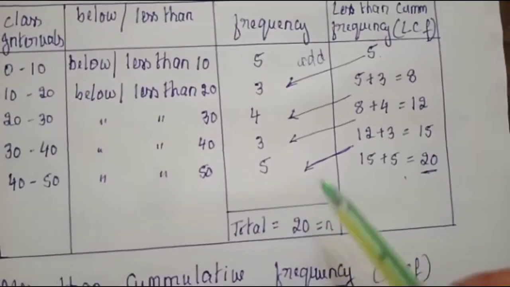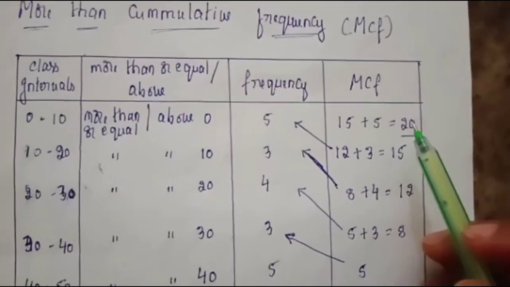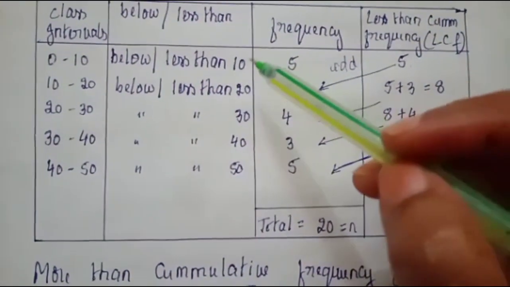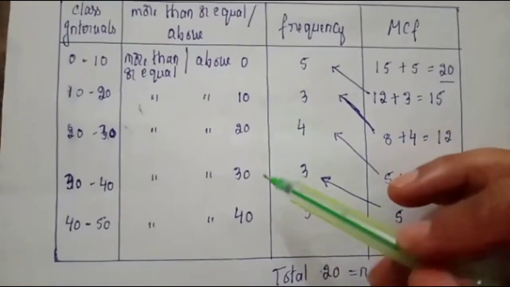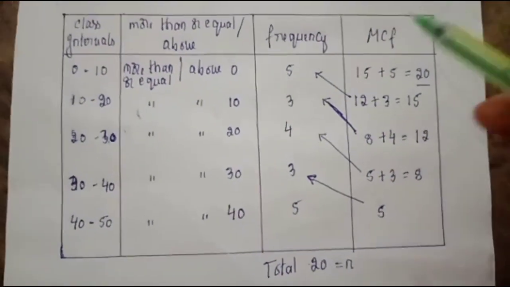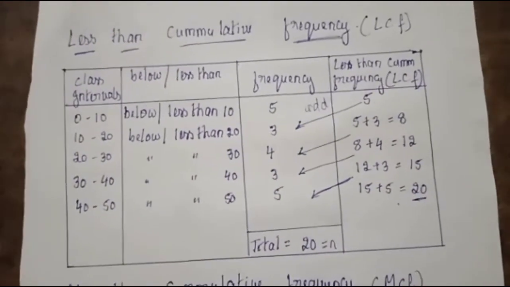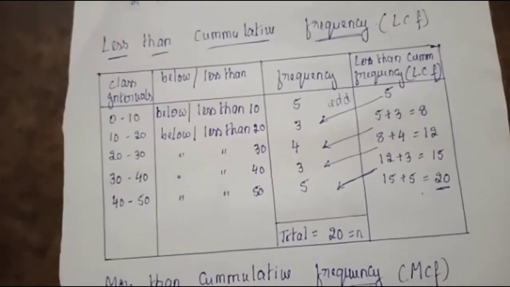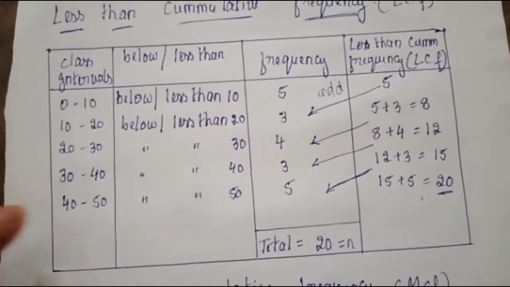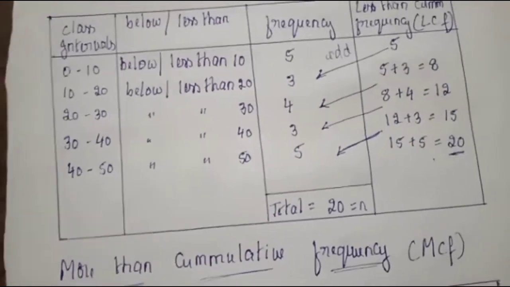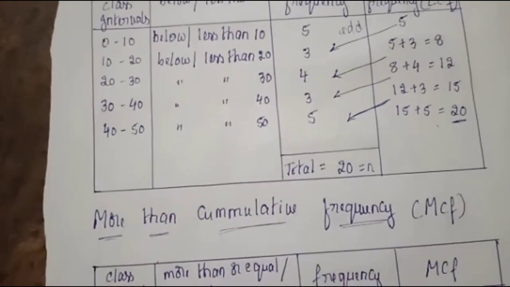Here the total number of observations will be at the last, and here the total number of observations will be at the starting. And here whatever we are taking below or less than, these values are called upper limits, but in this case these values are called lower limits. So this is the difference between less than cumulative frequency and more than cumulative frequency. For the next exercise we need only the less than cumulative frequency. For the graph we need both, that is less than and also more than cumulative frequency.